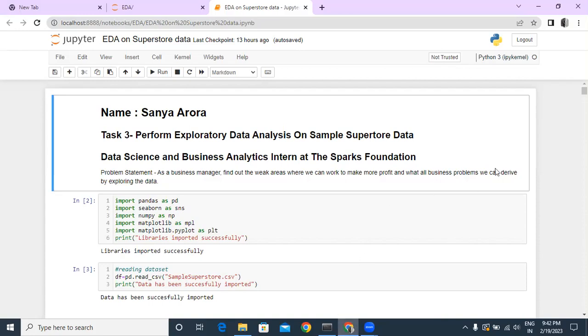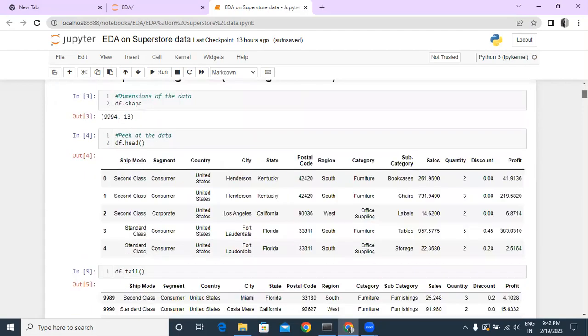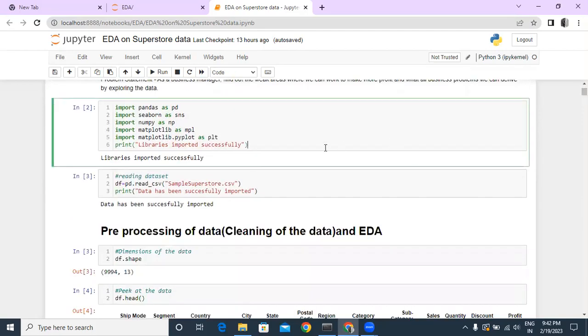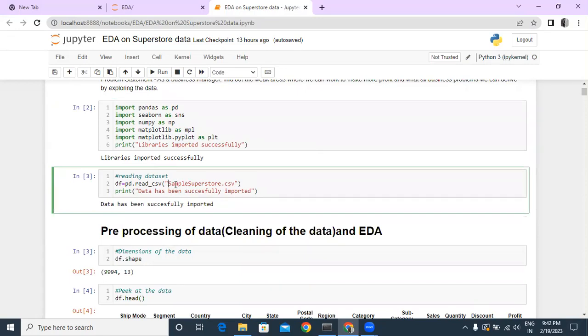So step 1 is importing all the important libraries: pandas, seaborn, numpy, matplotlib, which is the visualization library, then matplotlib.pyplot, and we have printed that the libraries are imported successfully. Now we are importing our data set, which has been provided to us, which is the sample superstore data. And since it's a CSV file, we are using the command pd.read_csv, and we are importing the data.